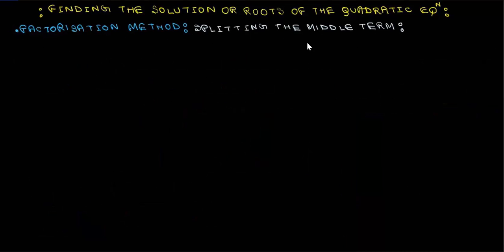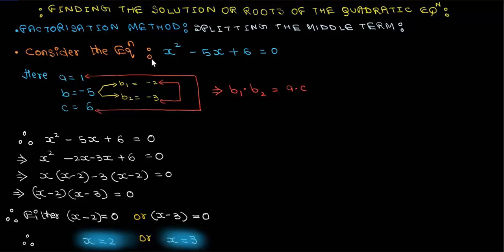Factorization method, splitting the middle term, finding the solution or roots of the quadratic equation. Consider the equation x square minus 5x plus 6 equal to 0. So here a is 1, the coefficient of x square is 1. b is equal to minus 5, the coefficient of x is minus 5. c is equal to 6, the constant term is 6.